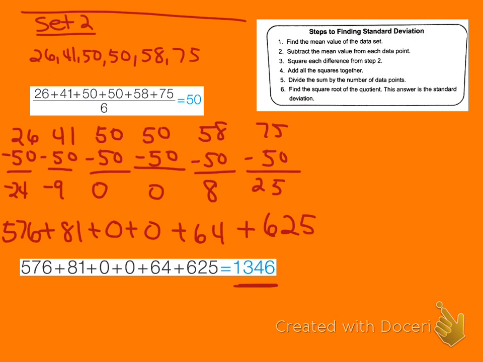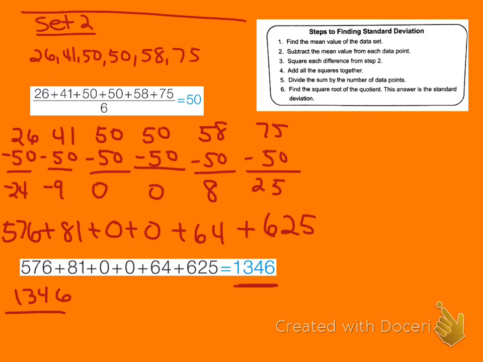Number 5. Divide the sum by the number of data points. So we got this right here, 1346. We're going to take this 1346 and divide it by the number of data points. How much do we have? 7, I think. 1, 2, 3, 4, 5, 6. Oh, 6. So I'm not going to count this. We're dividing by the number of data we had, just like we divided by 6 for the average. We're taking the squares and we're averaging the squares.